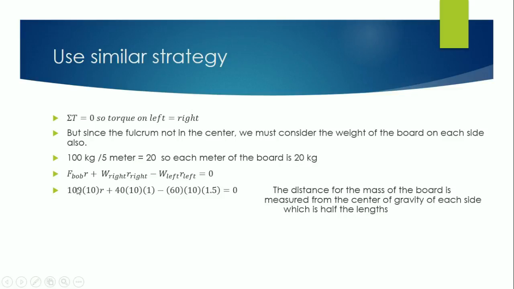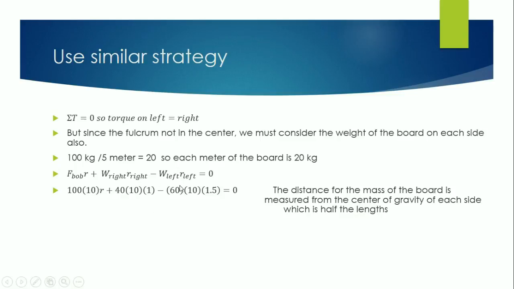And okay, so the force of Bob, since he weighs 100 kilograms, we just multiply that by 10 to get his weight. So 100 times 10. The right side, since it's 2 meters long and each meter is 20 kilograms, must be 40 kilograms. So if we multiply that by 10, we get its weight. And since it's 2 meters long, the center of mass is in the middle. And since the middle of the side is 1 meter away from the fulcrum, that's how we got this distance.